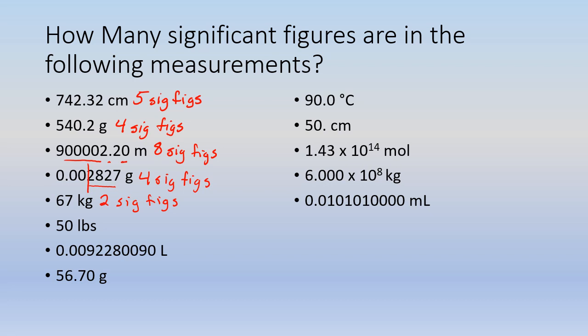The next measurement, 50 pounds. Now we know that the 5 is significant since it's non-zero. This 0 is a question. So the rule says that any zeros to the right of the last non-zero digit, in this case, 5 is the last non-zero digit, any zeros to the right of that are significant if there is a decimal. There's not a decimal here, so that 0 is not significant. There is only 1 sig fig in this number.